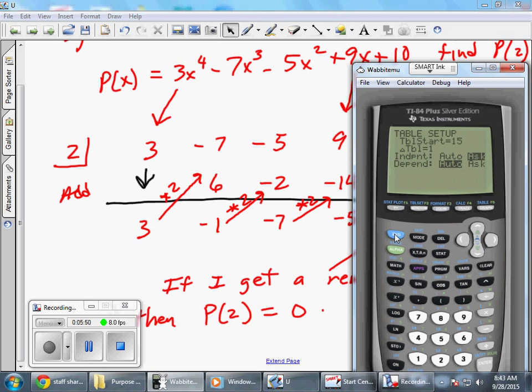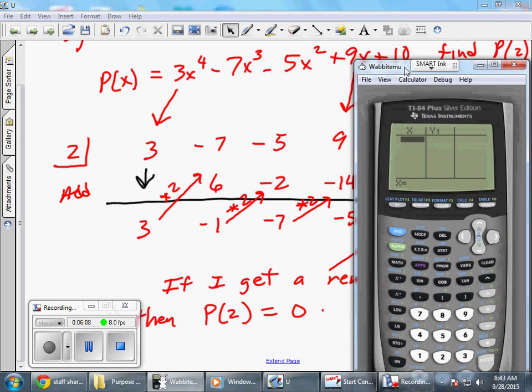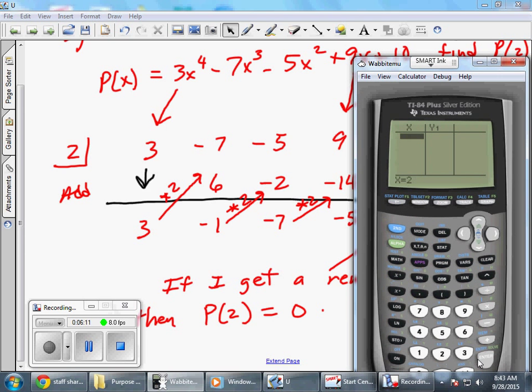Okay. Then when you go to second table, there's nothing there. But this allows us to put in whatever we want. In this case, what number are we substituting in for x? 2. We want to find p of 2. So I can plug in 2 here, hit enter, and I get 0. So you just did the substitution there for everything. Now I know that took a long while, but if you're trying to find a whole bunch of values, this works nicely and saves time.